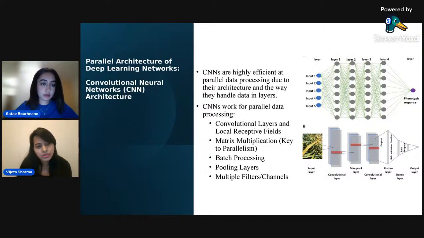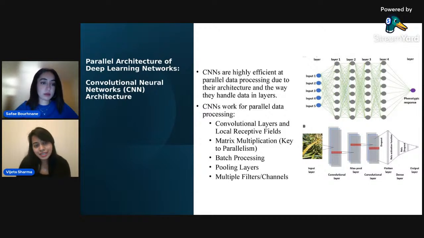Pooling layers also support parallelization. Multiple filters and channels also support parallelization. So here we can see that the vision model, for example the very basic computer vision model, the convolutional neural network, has everything which a researcher can implement in a parallel manner on the HPC system. So I took this example of CNN because this is a very basic computer vision model.